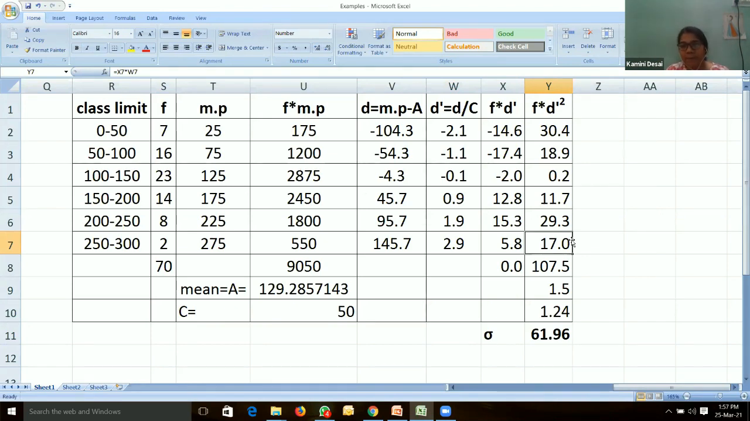Is half the problem done? How far have you reached? d dash. What is C? C equal to 50. See, what is the difference in this class limit? Interval of 50. So we have to take that difference, 50.